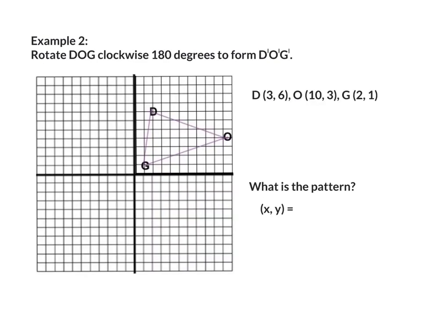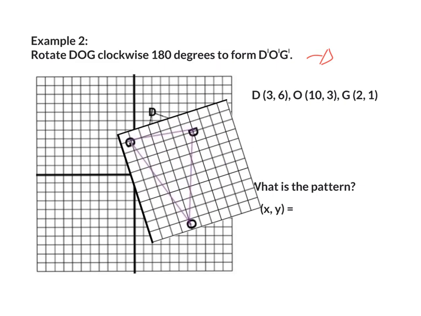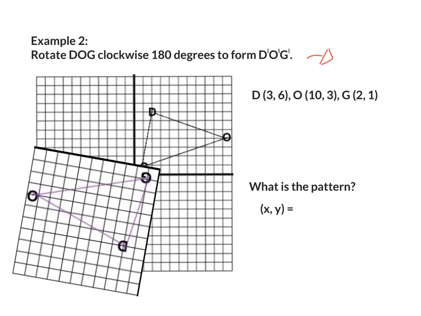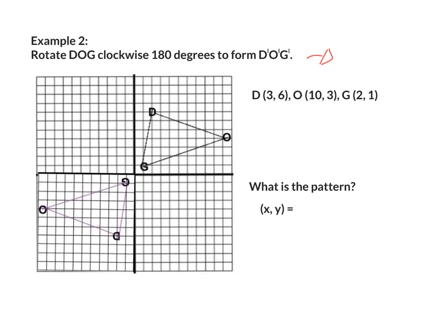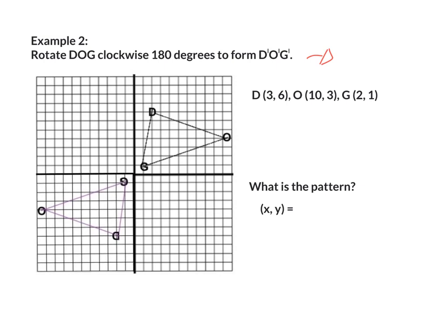Example number 2. Rotate DOG clockwise 180 degrees to form D', O', G'. Now remember, since we're moving clockwise, that's the same direction as a clock, so I'm going to be moving to the right. Since I'm rotating 180 degrees, that means I'm going to be turning 2 times to the right. So this is going to be my first turn. This is going to be my second turn. And since this is my answer, I'm going to shade it in.